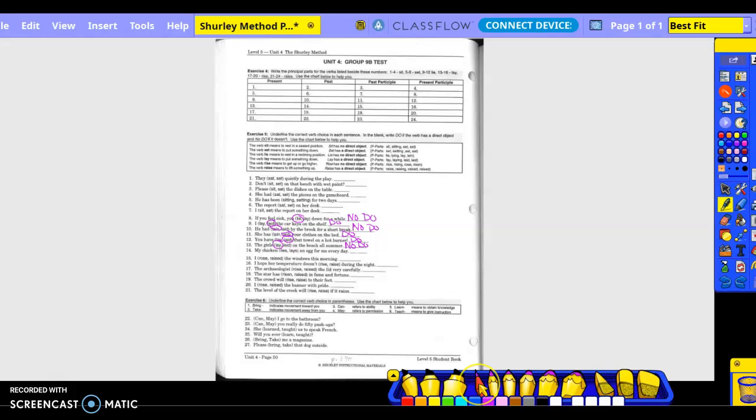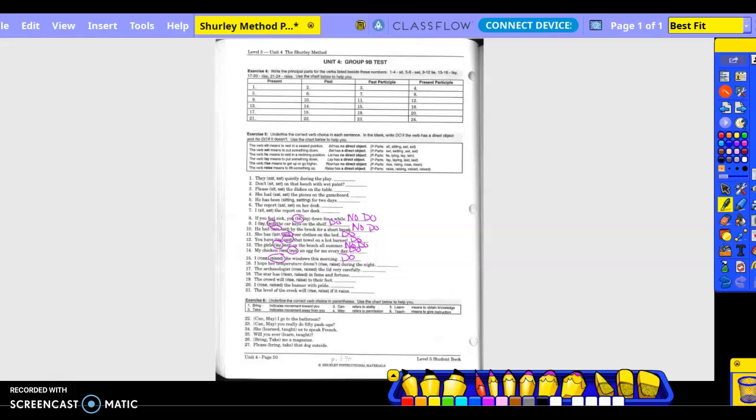Okay, next one. My chicken lays an egg for me every day. Now, once again, we have to go back and decide which one it means. To put something down. So that means that one has a direct object, right? Okay. I raised the windows this morning. Go and look up there. What does it mean? Does it have or not have a direct object? It has one. So direct object.